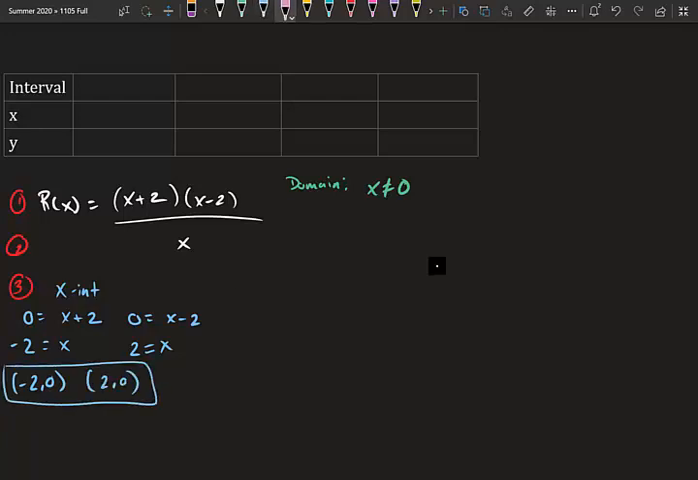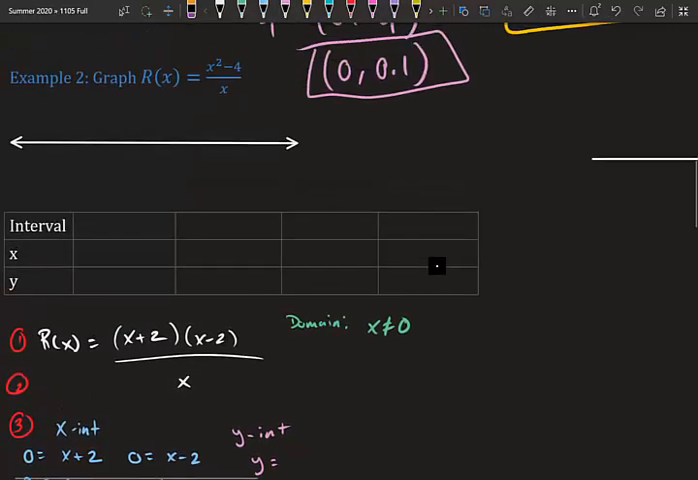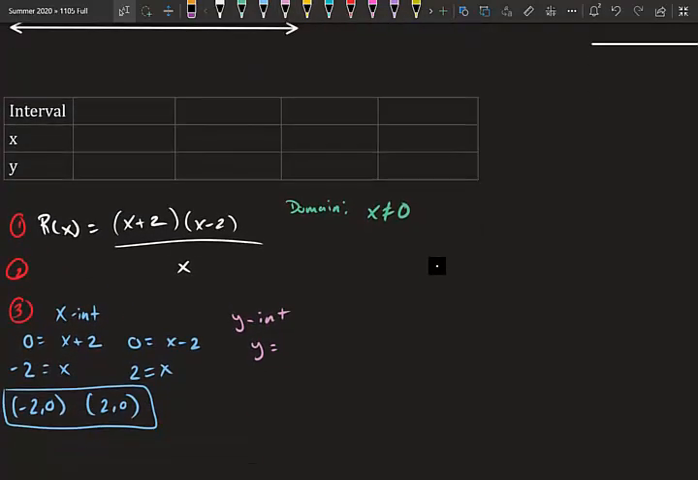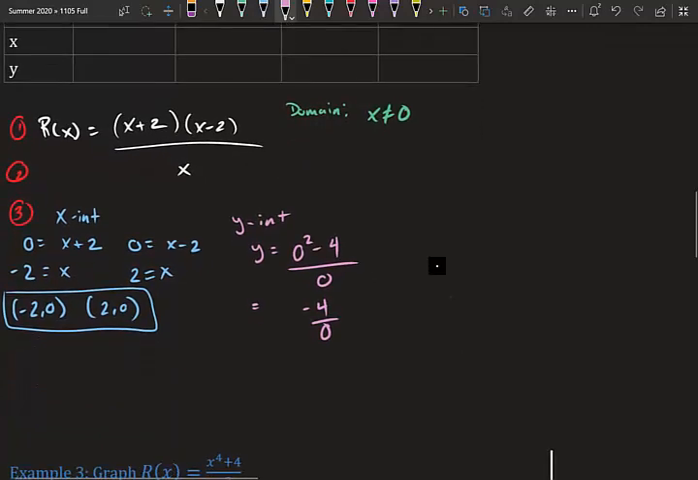Now we find our y-intercept. So remember, no trick for the y-intercept. We have y equals... For the y-intercept, use the original problem. It's just easier. Use the original problem. So we have 0 squared minus 4 over 0. That can't be, because we have negative 4 over 0. That doesn't exist.